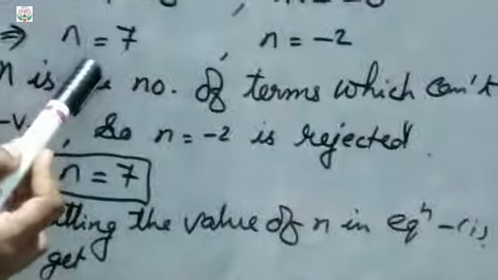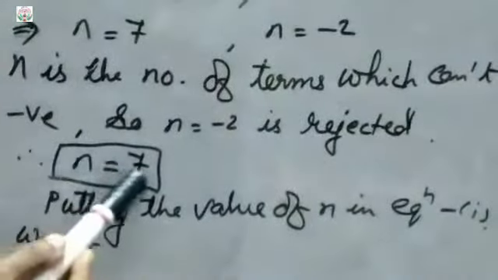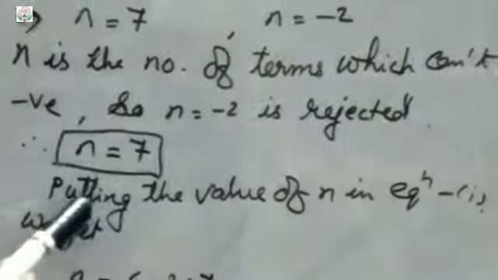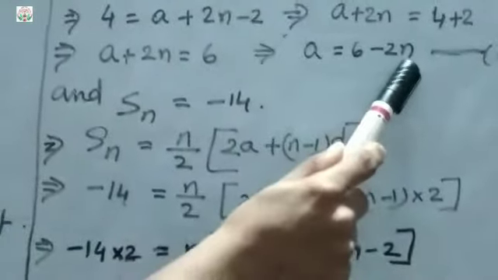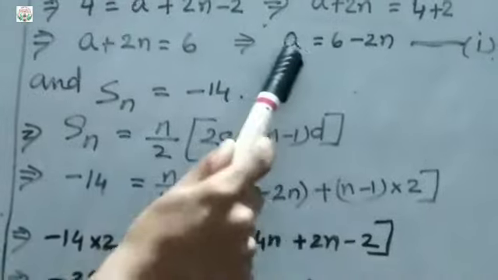So n value will be what? 7. Therefore n equals 7. Now putting the value of n in equation 1. Equation 1 we have written: a equals 6 minus 2n. Now the n value we got, when you put the value of n here we will get a.